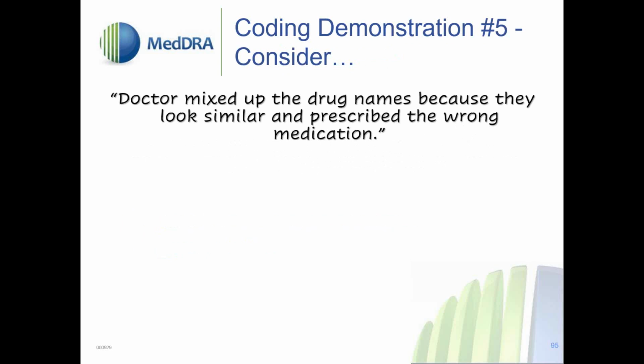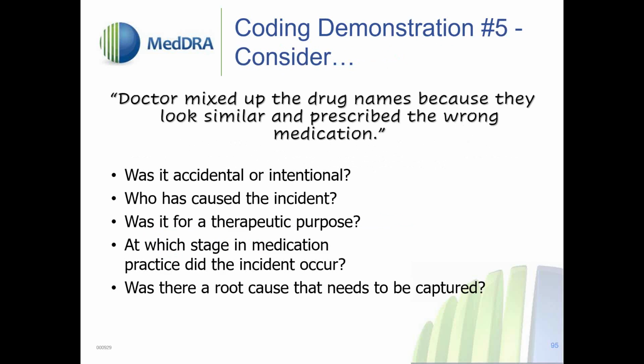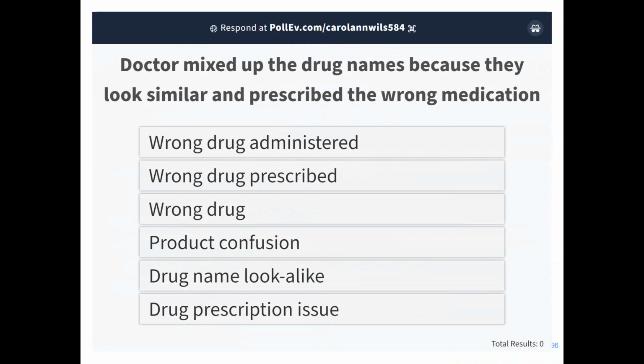So this is the last one here. Doctor mixed up the drug names because they look similar and prescribed the wrong medication. So here we know that it was accidental. The doctor mixed up the drug names. It was an accidental event. It was caused by the doctor in the framework of therapeutic use, and it was at the prescribing stage. And here a root cause was reported for this error. So what would you do with this one?